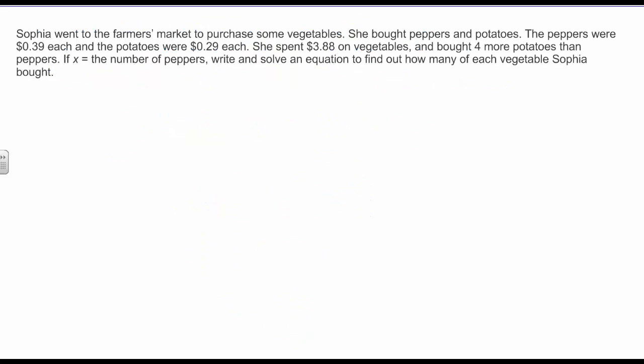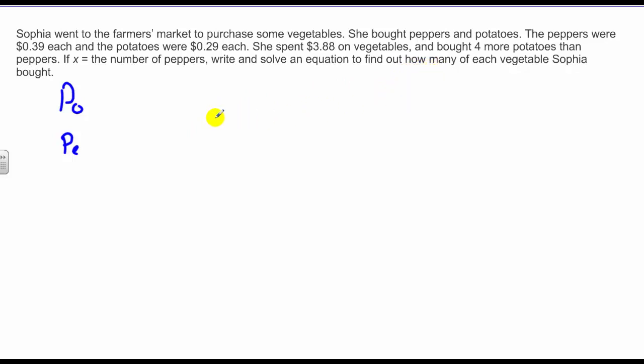So now we've got a word problem, or an application problem. And we read through and find out we have peppers selling for 39 cents each, potatoes selling for 29 cents each, spending a total of $3.88 on vegetables, and there are 4 more potatoes than peppers. So I'm going to say potatoes is PO and peppers is PE.